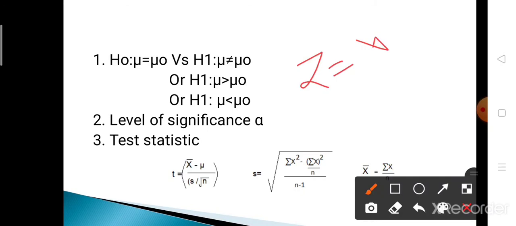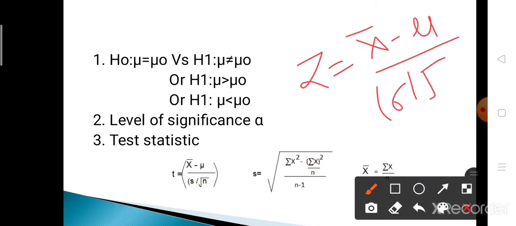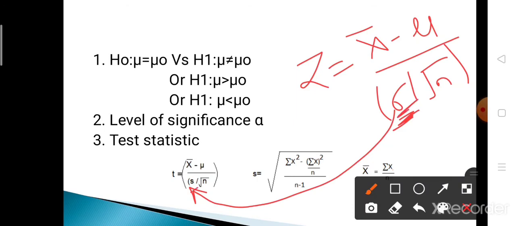Formula is x bar minus mu divided by sigma upon root n. In Z test, sigma is known but in t-test sigma is unknown. That's why we use the estimate of population standard deviation, that is S, the sample standard deviation. Instead of sigma, just write down S.